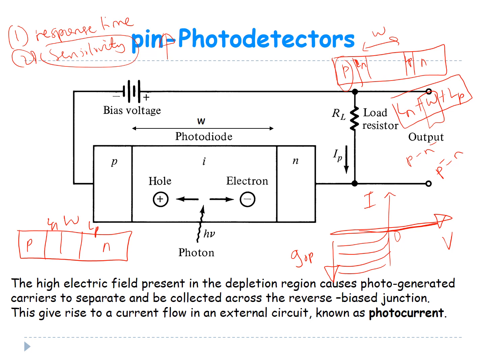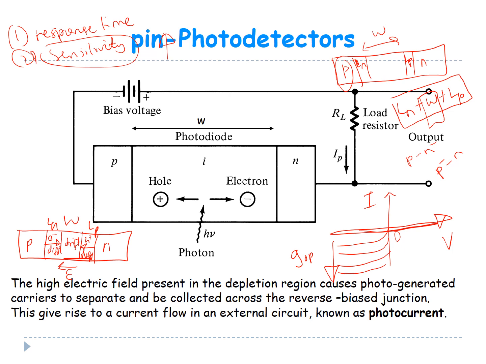So you'll find that the carriers move to that region by diffusion. These are electrons and these are holes. They'll move by diffusion, and once they are in the depletion region, they drift because there's an electric field here. So they will drift due to an electric field.